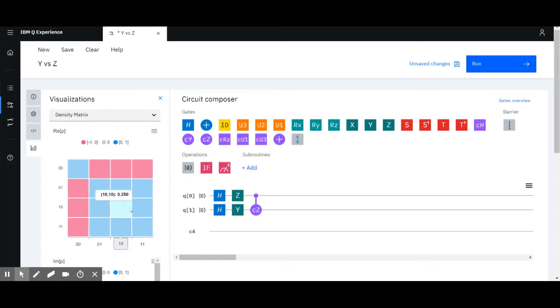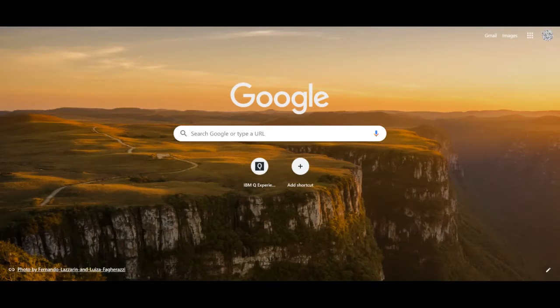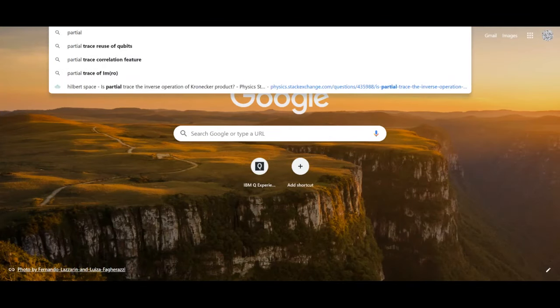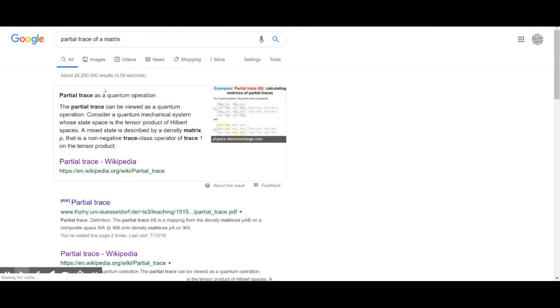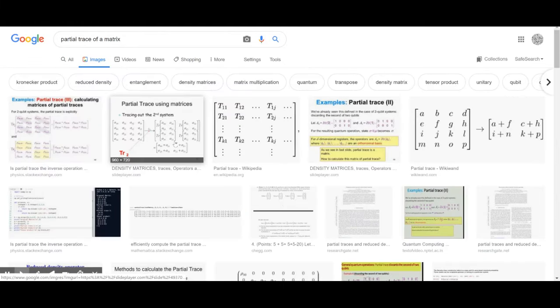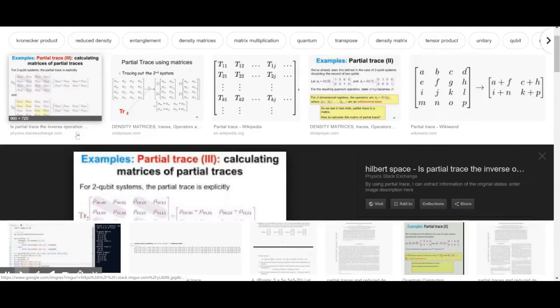There is something called the partial trace of the matrix that you can do to understand what state each qubit or each subsystem is in. In this case, for example, and you can Google that, I'm not going to really go into this, but if you search for partial trace of a matrix, and even look at the images, you get some really graphical explanations.